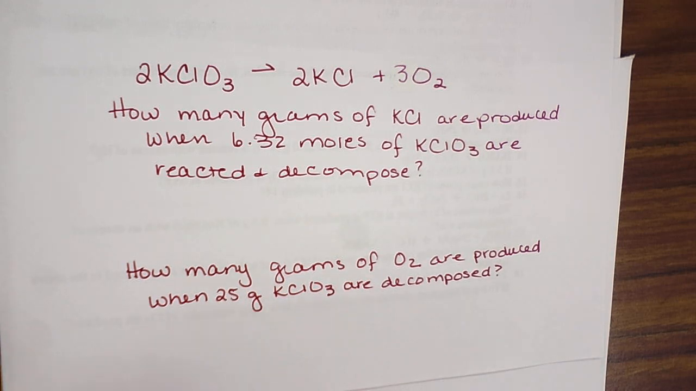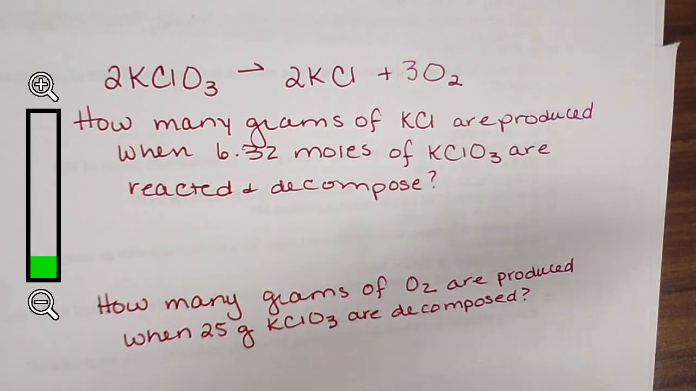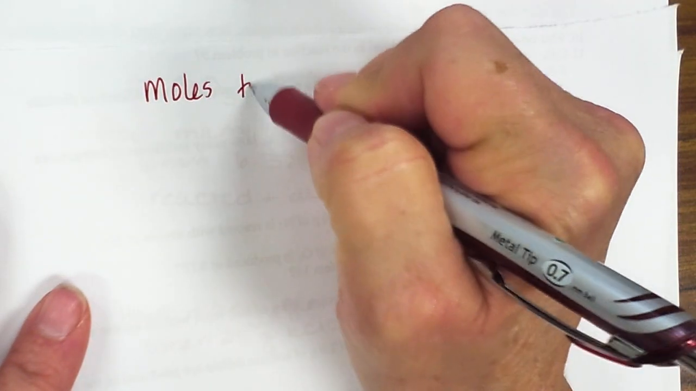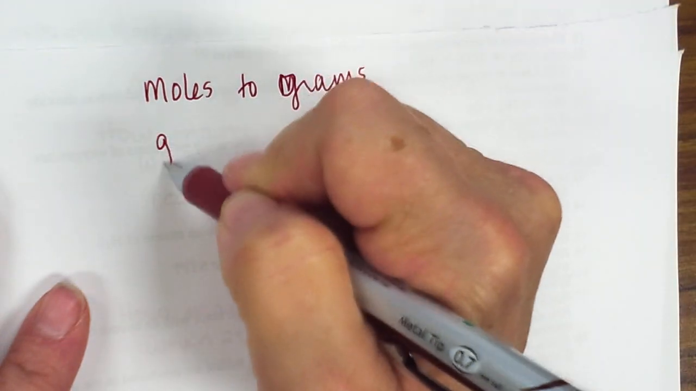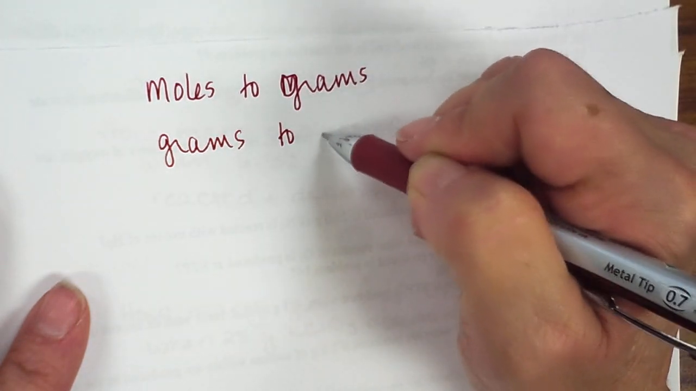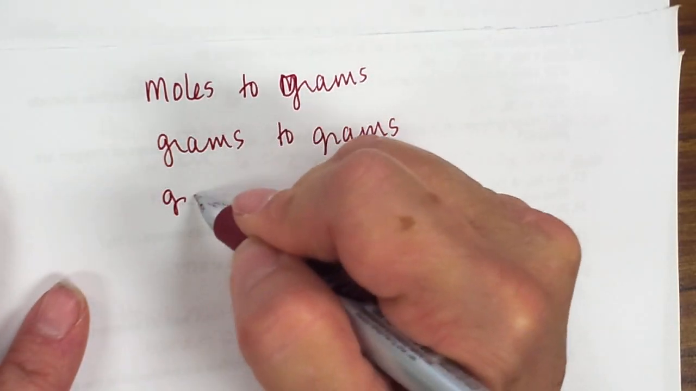Okay, so we're going to continue today, and today we're going to move into the next stage of these conversions. And today we're going to do the following. We're going to convert moles to grams and grams to moles. You don't have to write this down. Moles to grams, and then grams to grams. So mass to mass, basically. And then we're also going to do grams to volume.